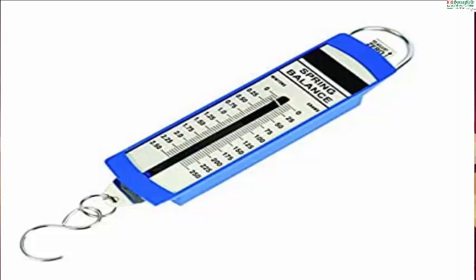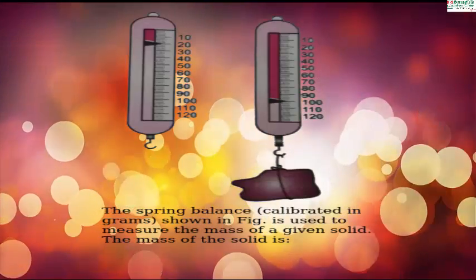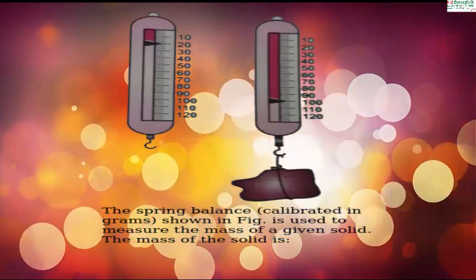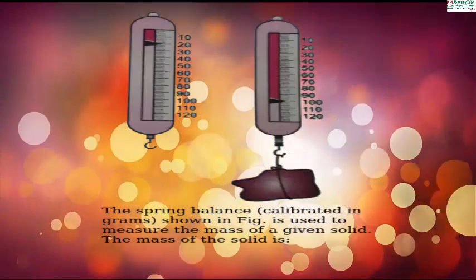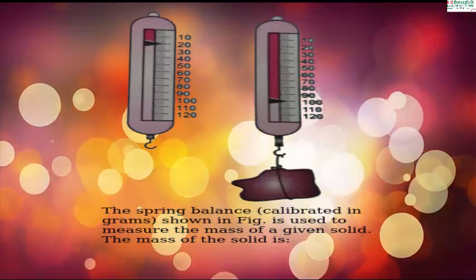What you have to do is hang an object on the hook, the spring stretches and the pointer moves to a certain point or a certain digit. The larger the force of the object, the more the spring stretches, and it tells the weight of the object.